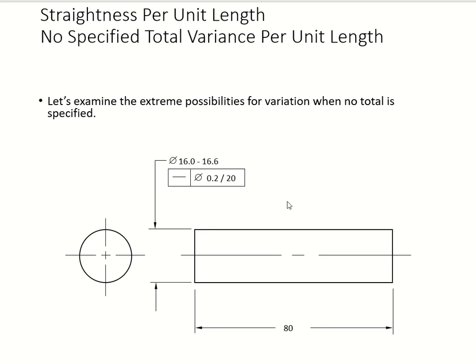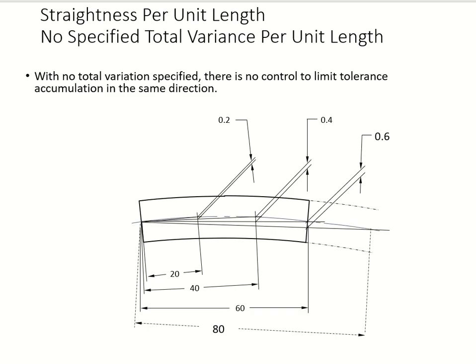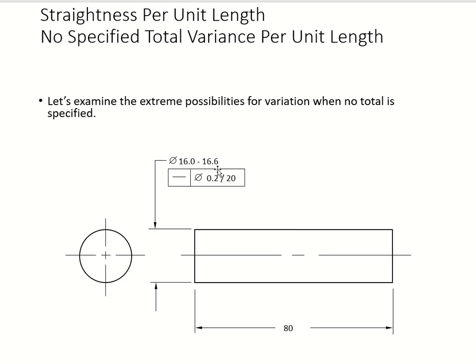Okay, we're going to first take a look at the extreme possibility of the variation that can apply to this example. So here we go. We have no total variation, so there is no control to limit your tolerance accumulation. And we're going in the same direction. So you go like 20, 40, 60, 80. Every 20 you can go 0.2, so 0.4 and 0.6, which is what this little guy is telling you about, see?